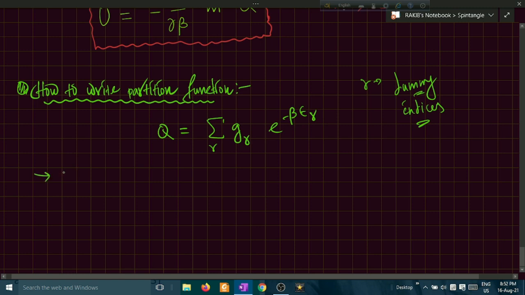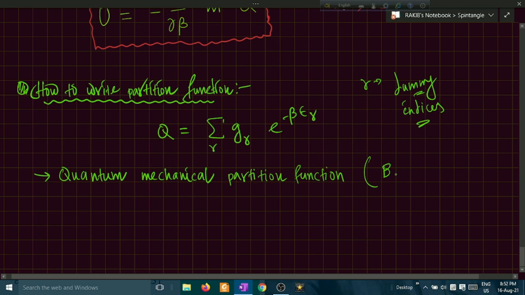So quantum mechanical partition function is written as quantum mechanical partition function. It will be required in case of Bose-Einstein statistics and Fermi-Dirac statistics, because these are the two statistics which are called quantum statistics. Okay, this is quantum mechanical partition function, that's why I have called this thing out.